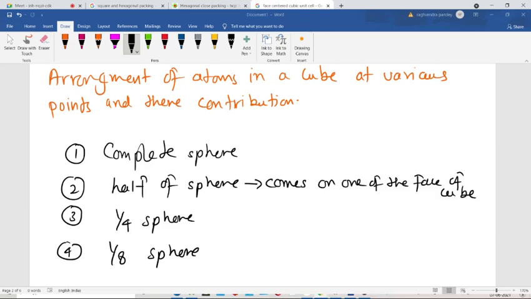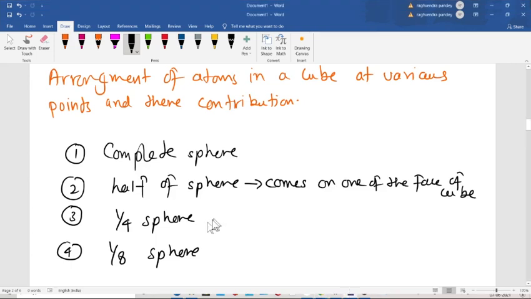Yeah, this image you can see. That is your 1 by 2 of the sphere coming on the face. This is one of the faces of the cube. So that is your 1 by 2 sphere. Everybody can see this one. So 1 by 2 of the sphere, or we can call it the hemisphere or semisphere, half of the sphere, comes on one of the faces of the cube. If you have any doubt, please ask.